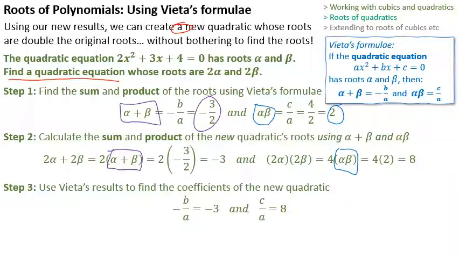So let's see what this looks like. These a, b, and c down here refer to the new quadratic. We have minus b over a has to equal negative 3, the sum of the roots of the new quadratic. And we have positive c over a must be equal to 8, because that's the product of the roots of the new quadratic. And then because we're allowed any scaled up or down version of our quadratic, generally speaking at this point, we just choose a suitable value for a.